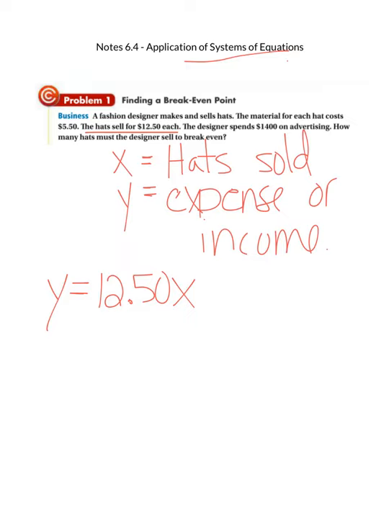So we have y equals 12.50x. What does that mean? That means $12.50 times every hat you sell. If we sell 2, we multiply it by 2. If we sell 400, we multiply it by 400 and we find out how much we make.